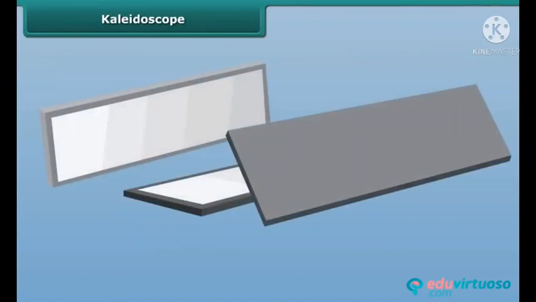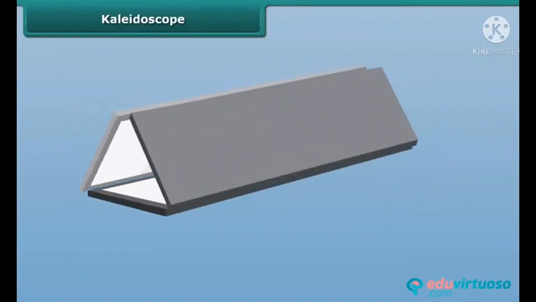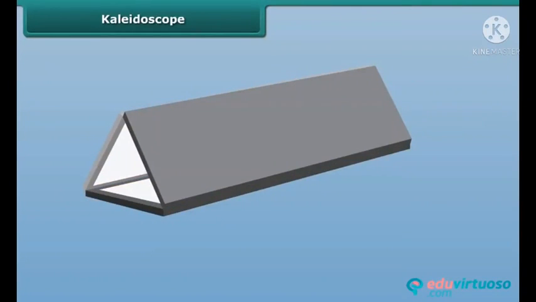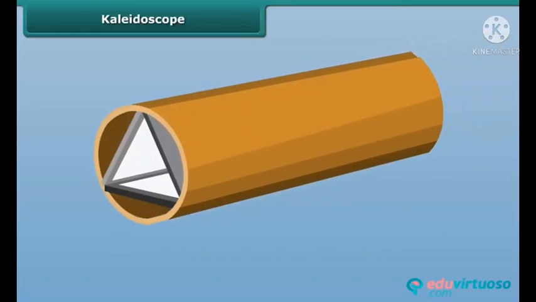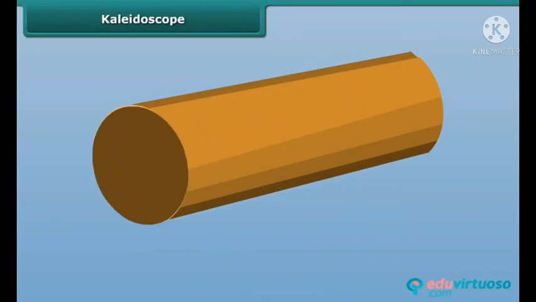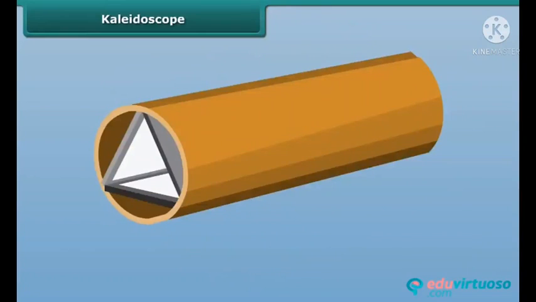Get 3 strips of plain mirrors and join them together to form a prism. Fix them in a circular cardboard tube. A cardboard disc should close one end of the tube. Pierce a hole in the center of this cardboard through which we can see. Paste a piece of transparent plastic sheet under the cardboard disc. At the other end, touching the mirrors, fix a circular plain glass plate.